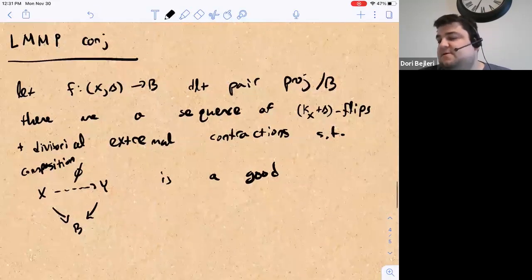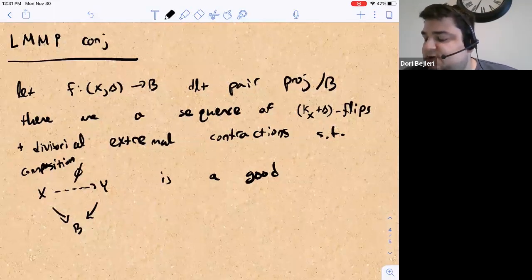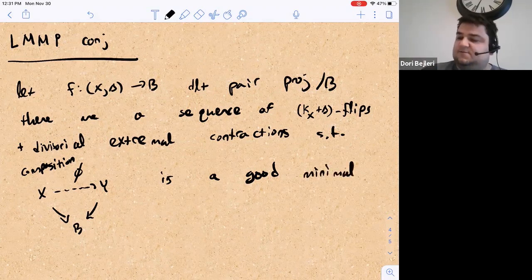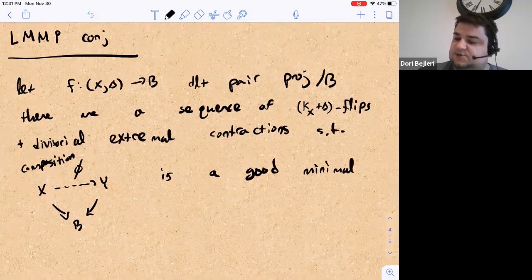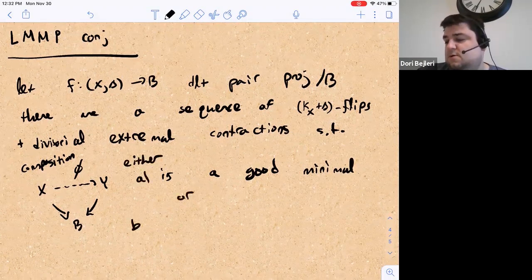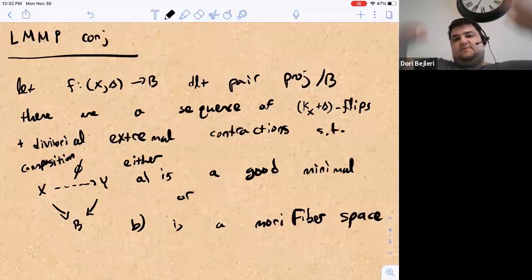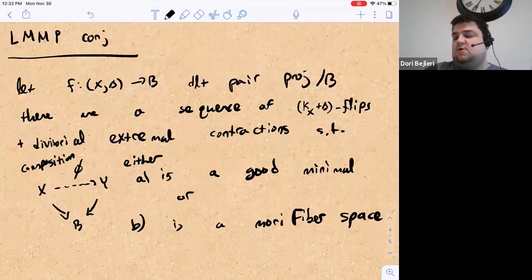I should say either such that the composition either is a good minimal model, or we're in the other case. Sorry, I was only thinking of the non-negative Kodaira dimension case. So such that the composition is either a good minimal model or is a Mori fiber space. So either we have an extremal contraction down to something lower dimensional, or we have a good minimal model.